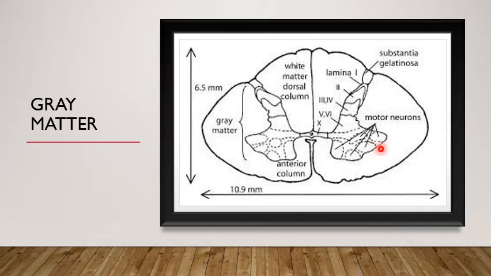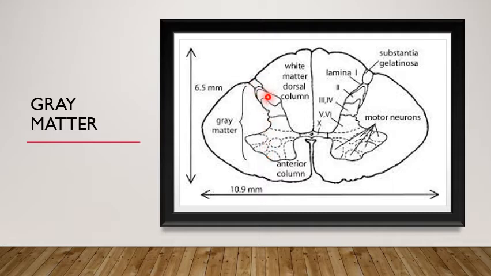Let's understand about gray matter. When we see this gray matter, what are the important things to know? Each half of the cord, the gray matter is divided or divisible into larger ventral mass. So what you see here is the anterior or ventral gray column. Got it? This is the anterior column, or it's also called the ventral gray column.